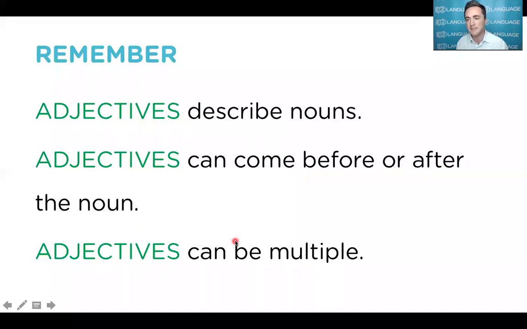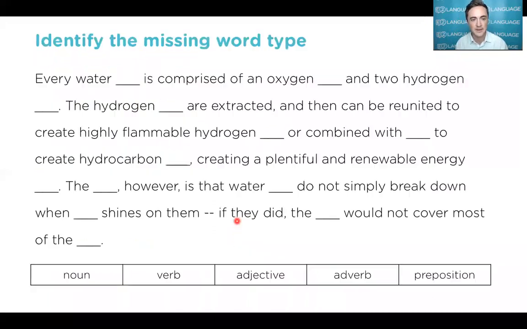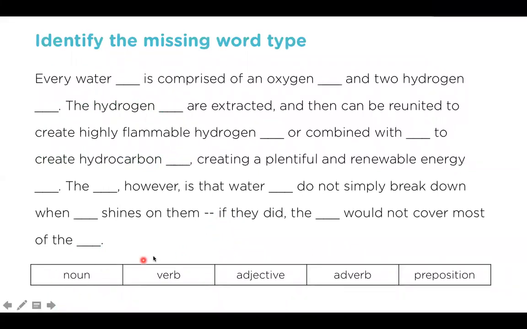And adjectives can be multiple. Like you can have a big, expensive, opulent house, for example. House is the noun. Big, expensive, and opulent are the adjectives. There can be more than one. There can be multiple adjectives before the noun or after the noun. Final one. Here we go. What's this one? What's missing?